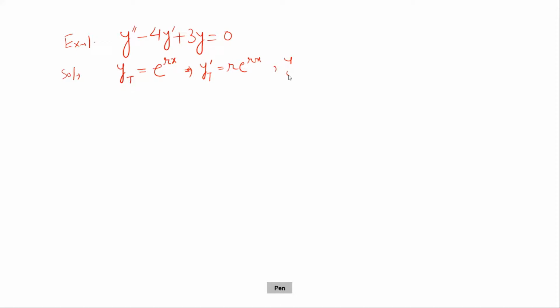So now example 1, y double prime minus 4y prime plus 3y is equals to 0. So the solution would be, let us take a trial solution y(t), we are assuming it as e to the power rx. So y prime was r e to the power rx and y double prime would be r square e to the power rx. Then again we will substitute it in this equation and then we will solve.